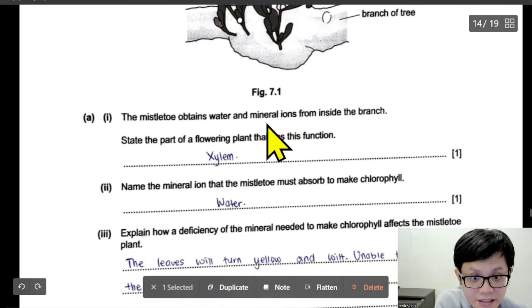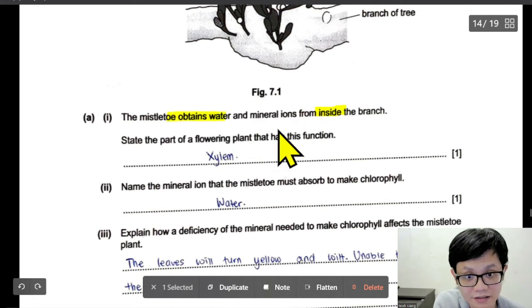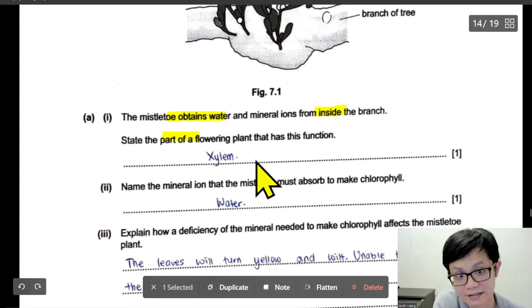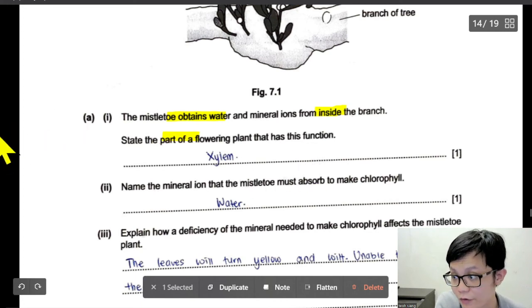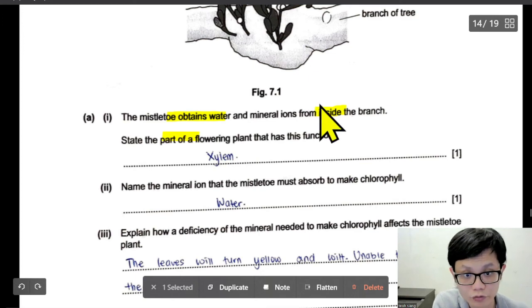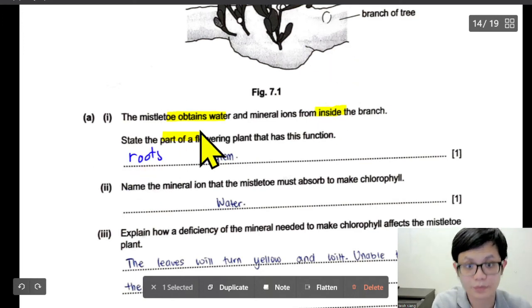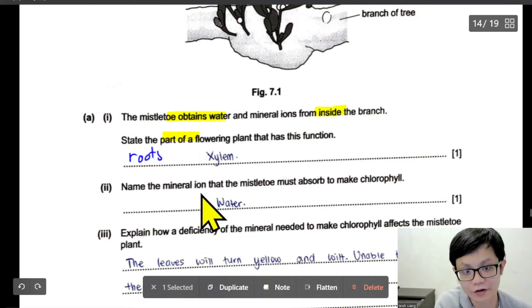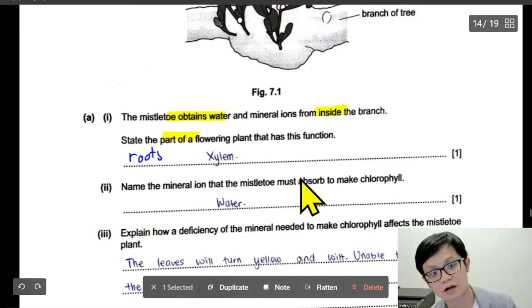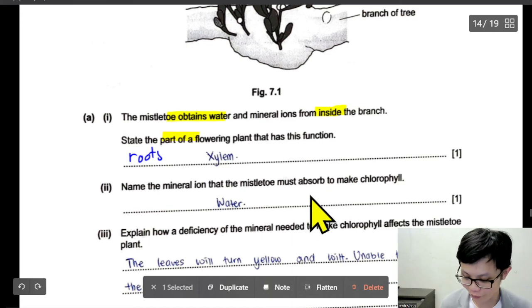So what function is it? Obtain water from inside the branch. State the part of a flowering plant that has this function. So the answer will be the roots. Okay. Name the mineral ion that mistletoe must absorb to make chlorophyll.